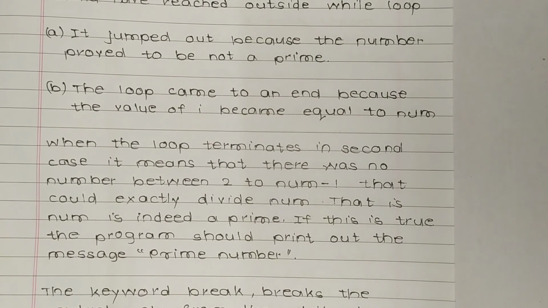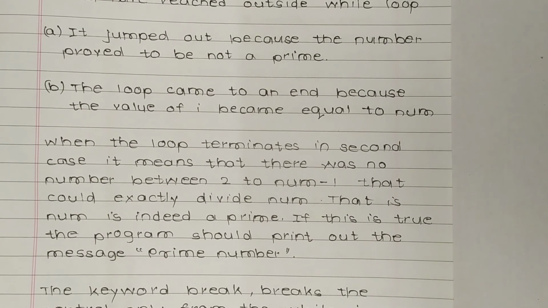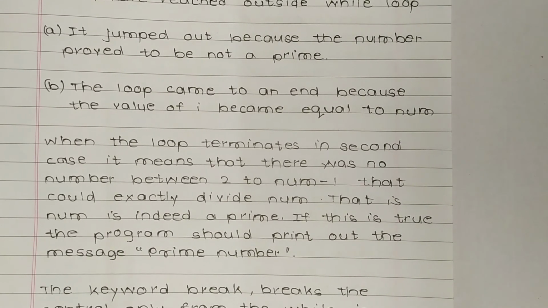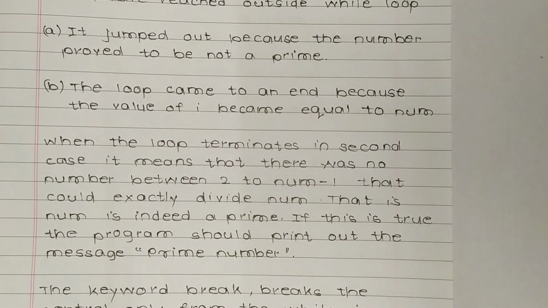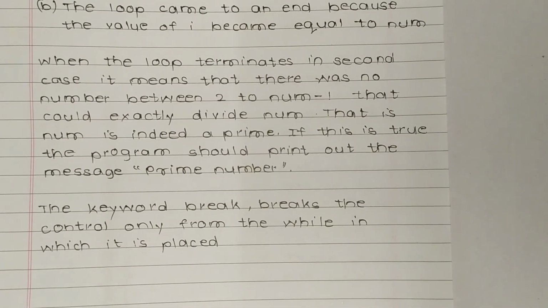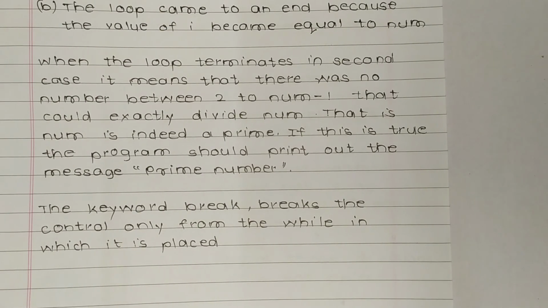Now when the loop terminates in the second case, it means that there was no number between 2 and num minus 1 that could exactly divide num, that is, num is indeed a prime. If this is true, the program should print out the message prime number. The keyword break breaks the control only from the while loop in which it is placed.